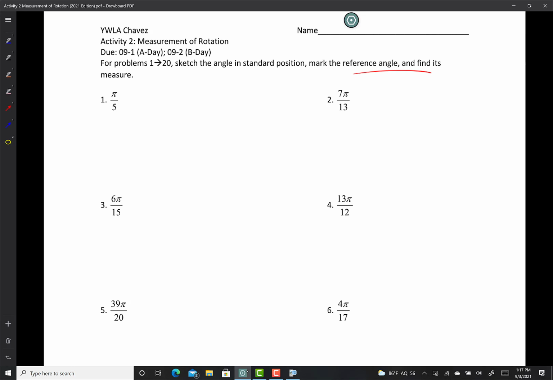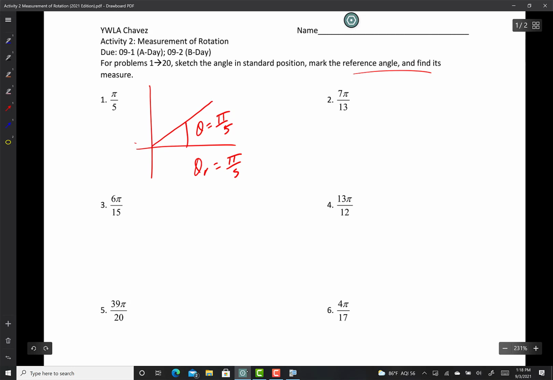Ready, guys? Number 1, pi over 5. What quadrant am I in? 1. So I exaggerated the first quadrant. Pi over 5 is probably closer to the x-axis, but no big deal. That's pi over 5. And that's also my reference. So theta r is also pi over 5. If you're in quadrant 1, that's going to be it. And you're done. That's it. What do you guys think?